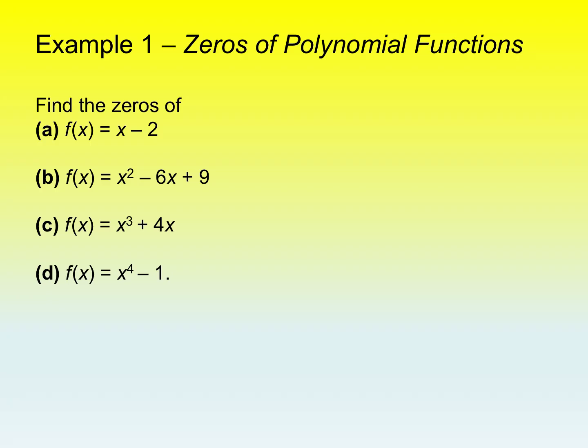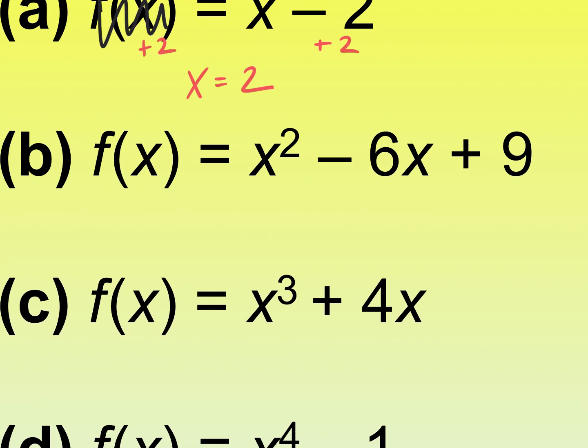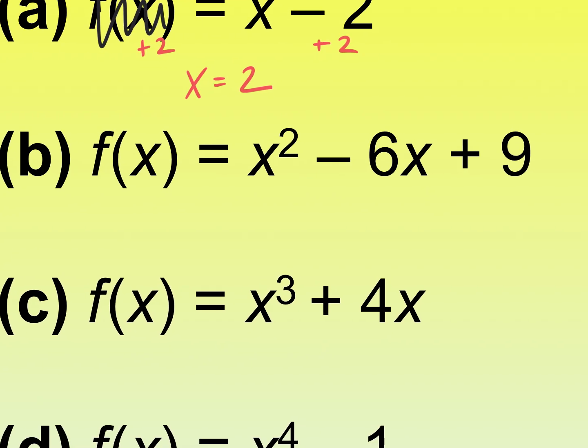Example 1 says find the zeros. So this is just solving. We want to change f of x to be 0 and solve. How would we solve for a? Add 2. So x equals 2. Great job. B. Make this 0 and solve.